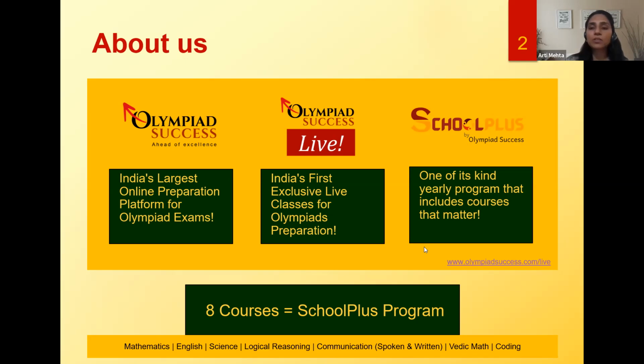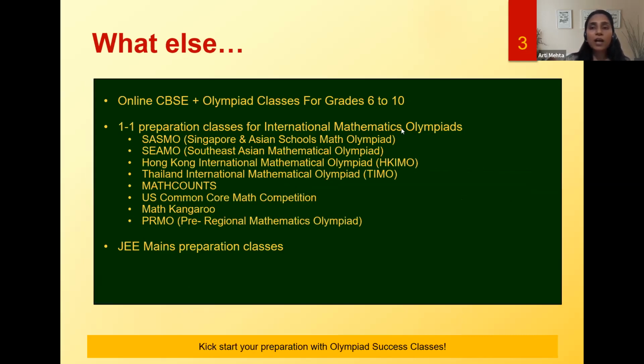So basically, this School Plus program is a year-long program that comprises 8 courses. These 8 courses are math, science, English, and logical reasoning. These are for your Olympiads preparation, while we have other 4 subjects: communication, which has both spoken and written, Vedic mathematics, and coding, right? So these are essential for your skill building. Now, what else are we providing?